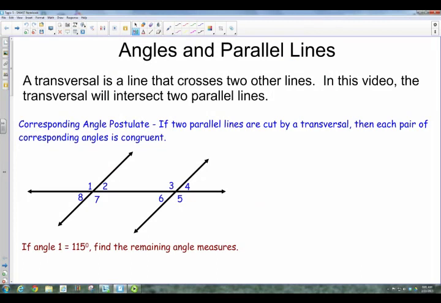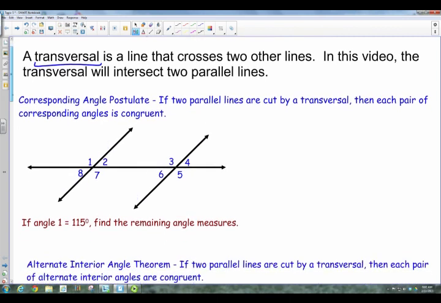Okay, so the one thing you need to make sure you understand is what is a transversal. A transversal is just a line that crosses any two other lines. Now what we want to think about in this particular video is the transversal is going to intersect parallel lines, and it creates specific relationships between those angles.